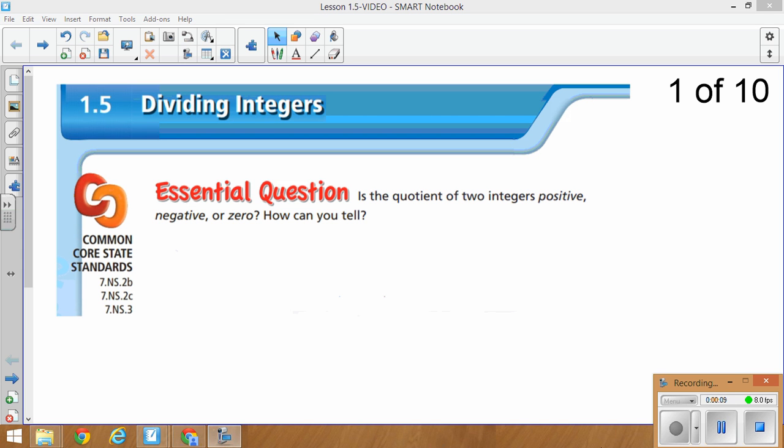Our essential question, our focus for today, is to determine if the quotient of two integers is positive, negative, or zero, and how can you tell? So just remember, the word quotient means division. If you are the type of student who has a hard time remembering this word, pause the video and write the word quotient, and next to it write down quotient means to divide. So do that now if you need to.